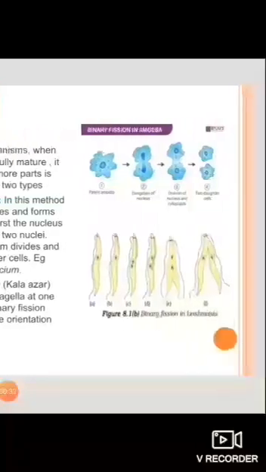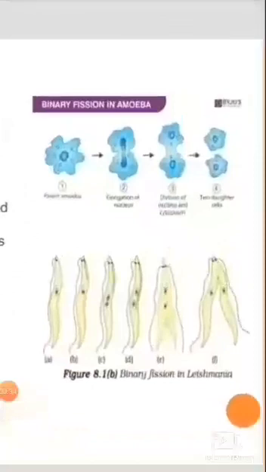Now we'll see binary fission in amoeba. Amoeba is an irregular organism. At first, the nucleus divides into two nuclei and then it is followed by cell division. After completion of the process, amoeba produces two daughter cells. In amoeba, binary fission takes place in any plane because it is an irregular organism.